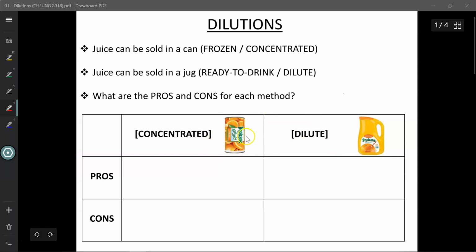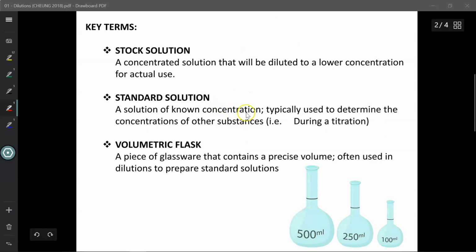Well, these are the same pros and cons we have when deciding whether or not to buy a concentrated chemical from the manufacturer or a more dilute but ready to use concentration. But because money is always an issue, schools typically choose the more economical version. Now, a couple of key terms to keep in mind.